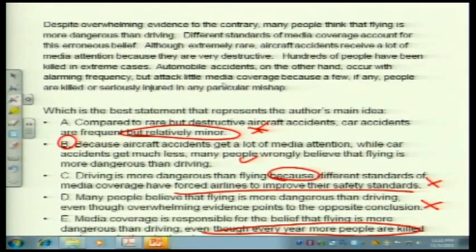But right. Is there any evidence being shown in the passage here? Despite overwhelming evidence to the contrary. Many people think that flying is more dangerous than driving. What's the conclusion being drawn in here? Does the author conclude that flying is more dangerous or less dangerous than driving? Less. Did he or she draw that conclusion?